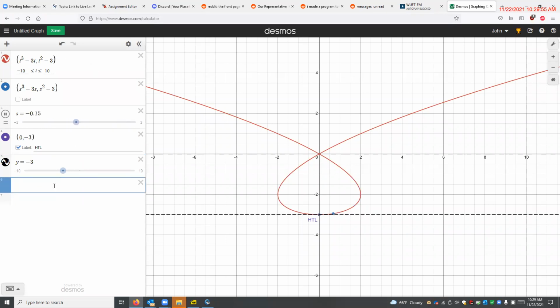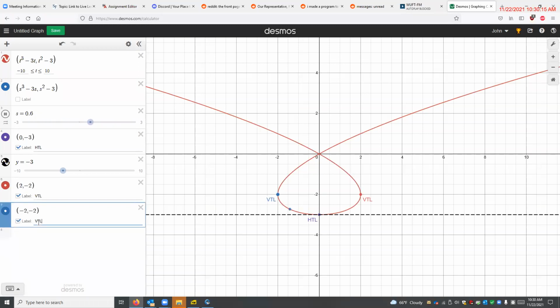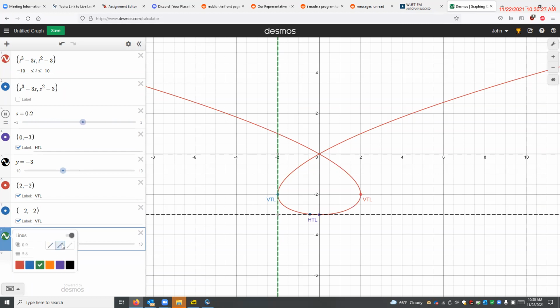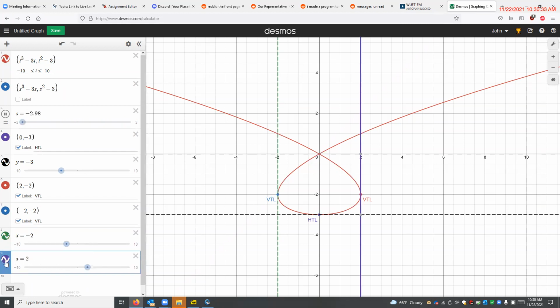Vertical tangent lines at two places. So -2, 2. Oh, sorry, 2, -2. 2, -2, that's one of my vertical tangent lines. And at -2, -2, that's the other vertical tangent. And the equations of those vertical tangent lines would be x equals -2. There it is in green. And the other one would be the equation x equals +2. There it is.